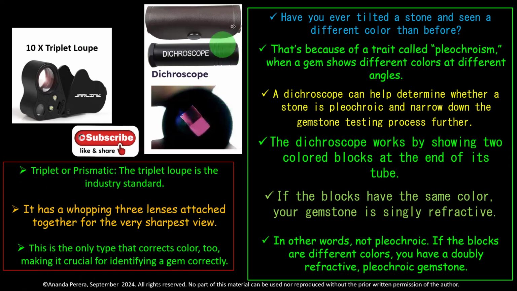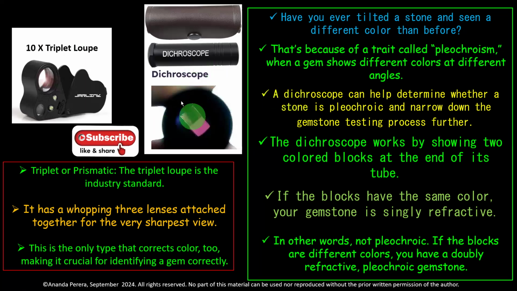Then we are moving here. Have you ever tilted a stone and seen a different color than before? When we check stones, that's because of a trait called pleochroism. We discussed pleochroism earlier in lesson 1 and more lessons. When a gem shows different colors at different angles, that is called pleochroism.